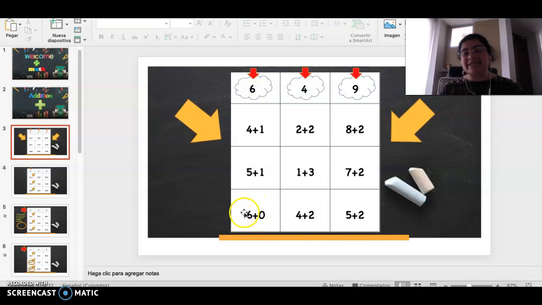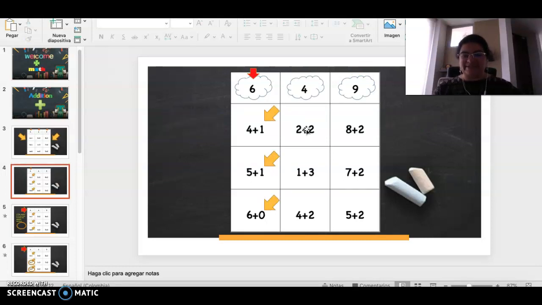Now, 6 plus 0. Is this addition sentence correct for this result? Yes, it is. So you are going to circle it. Okay, very good. Now, what are we going to have here? Here we have number 4. Let's continue with the next page and you will see some examples.